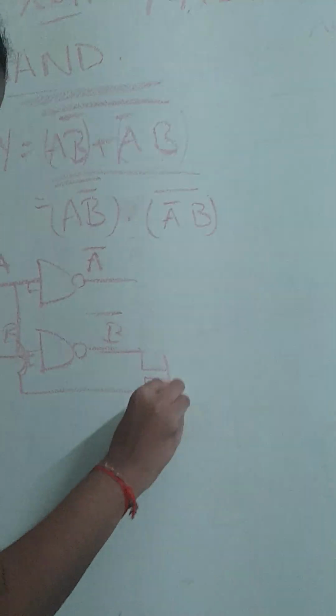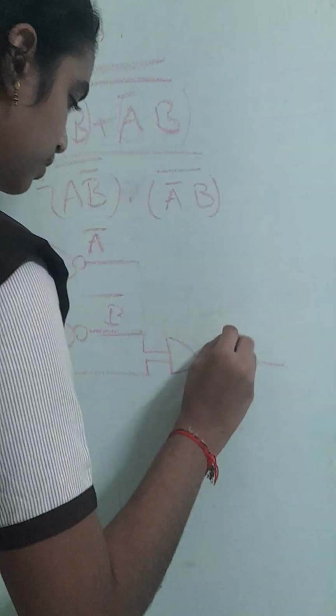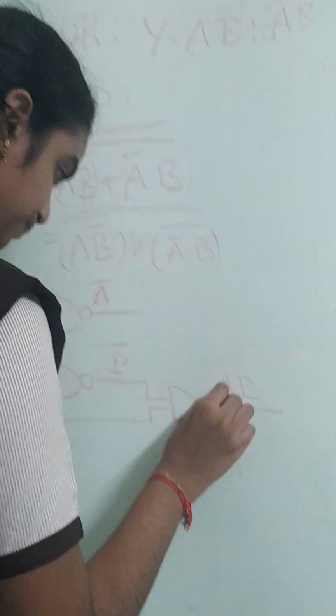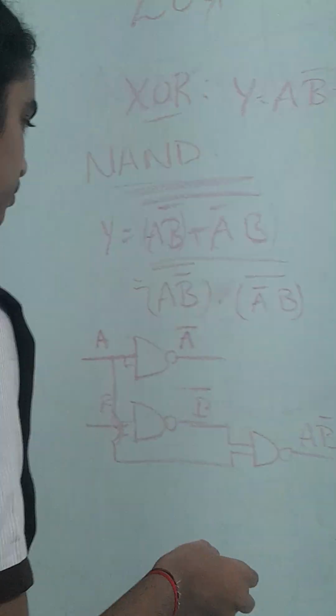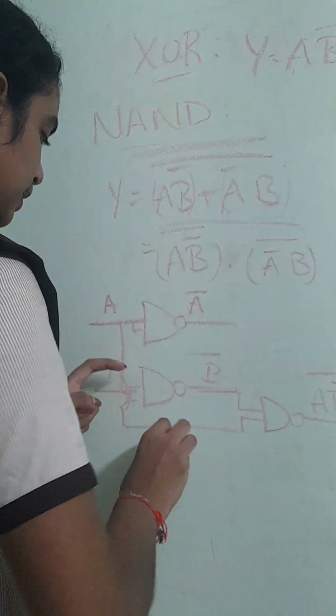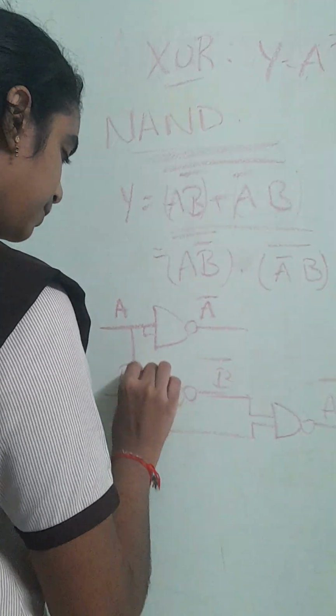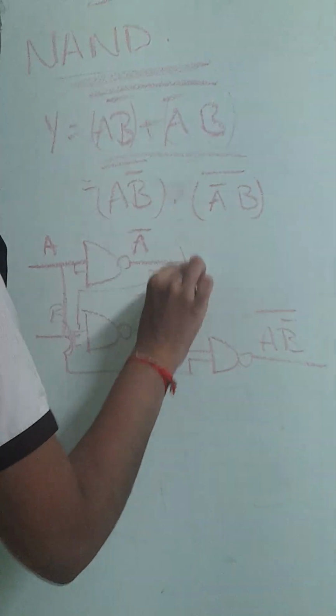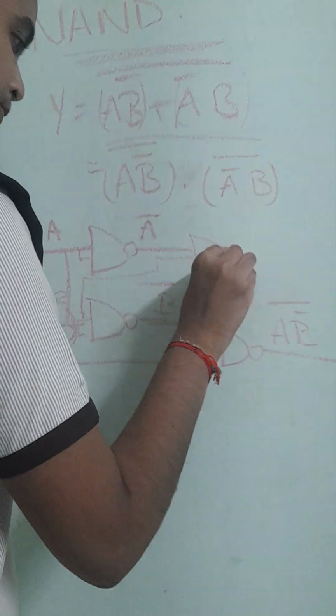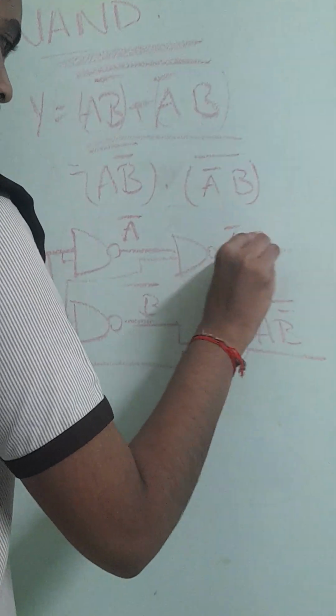I am joining these two using a NAND gate. I will be getting A B bar whole bar. Then B A bar, B is joined to A bar. I will be getting A bar B.